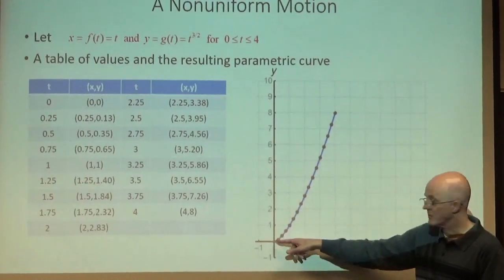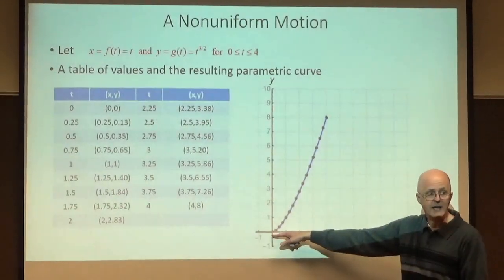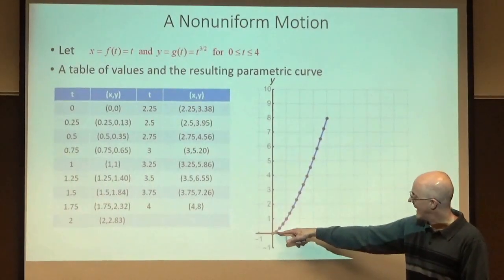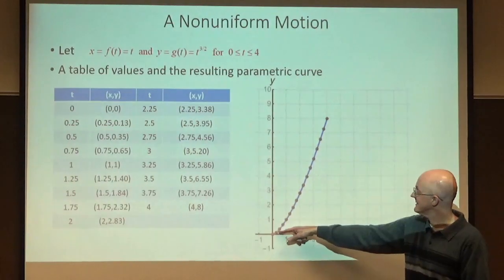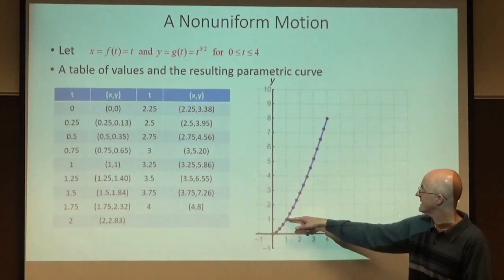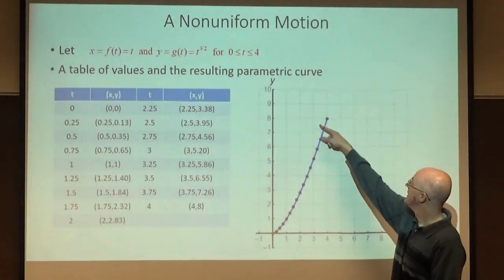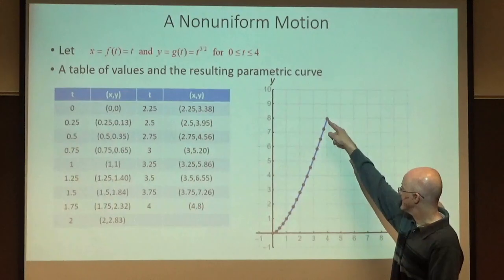This is supposed to represent a motion. You need to use your imagination. Imagine a bug walking and being at this point after a quarter second, this point after a half second, this point after 3/4 of a second, this point after 1 second, etc. The bug is speeding up. It's at this point when 4 seconds have elapsed.